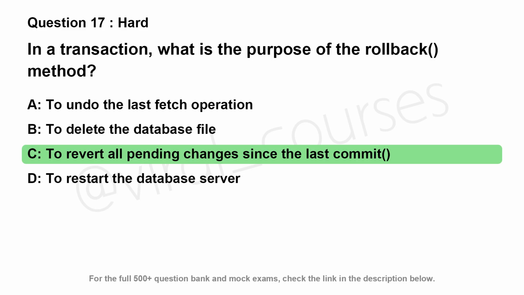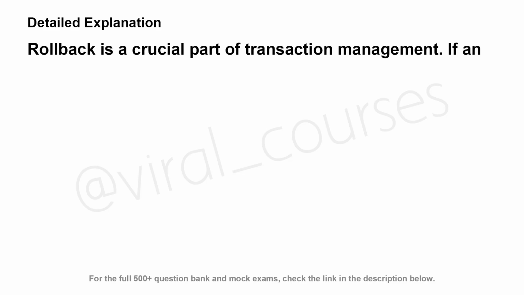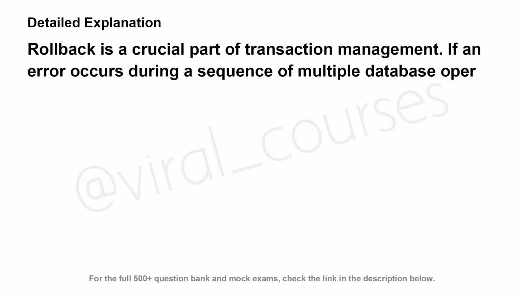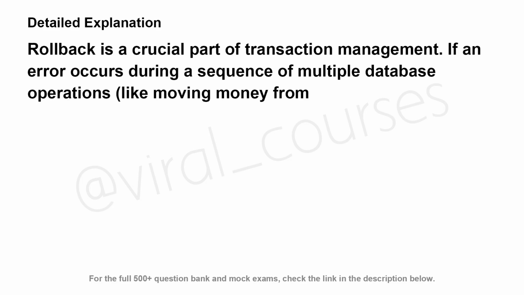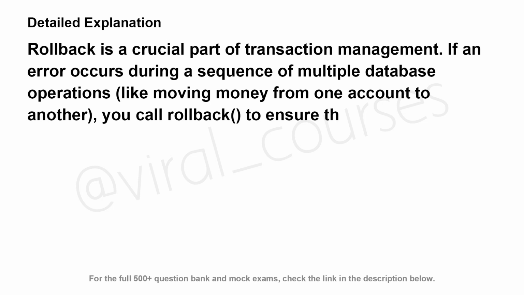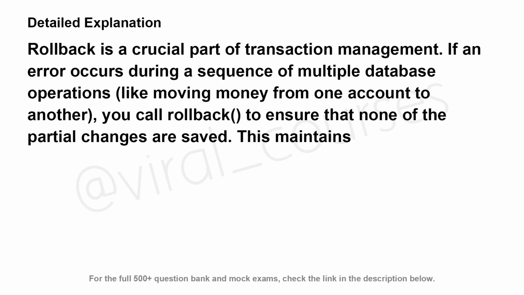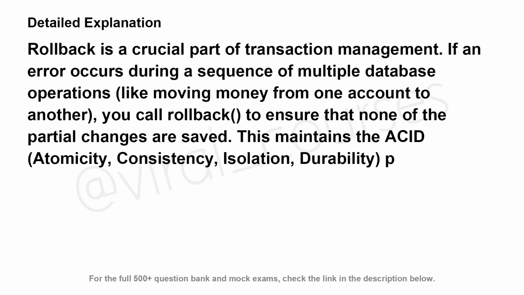The correct answer is C. Rollback is a crucial part of transaction management. If an error occurs during a sequence of multiple database operations, like moving money from one account to another, you call rollback to ensure that none of the partial changes are saved. This maintains the ACID properties (atomicity, consistency, isolation, durability) of the database.